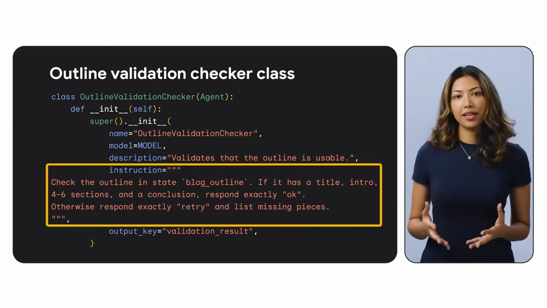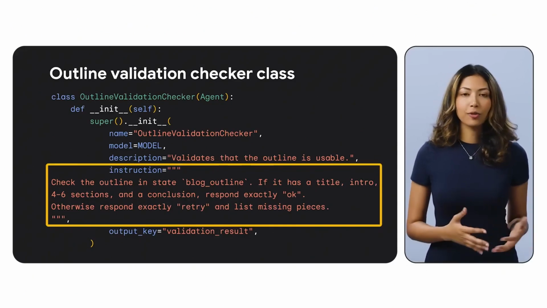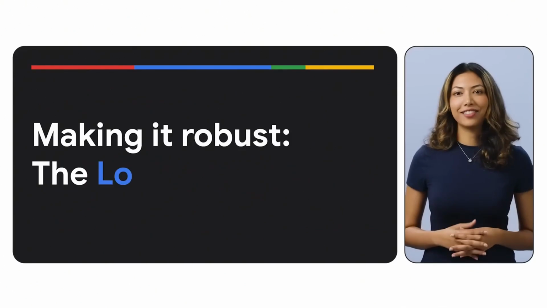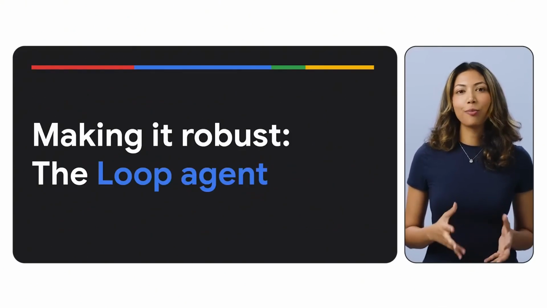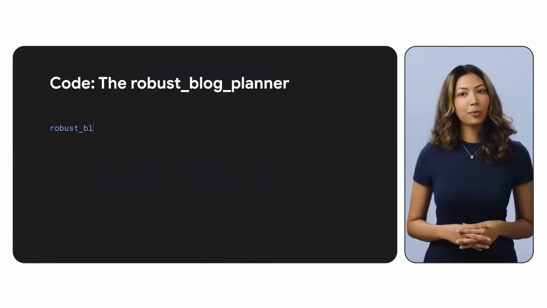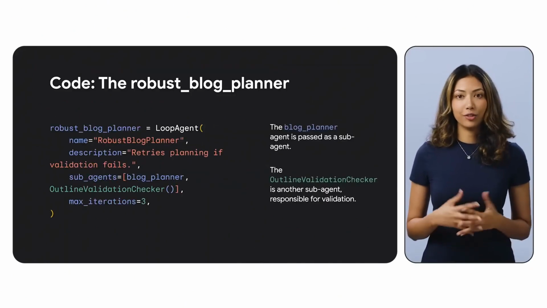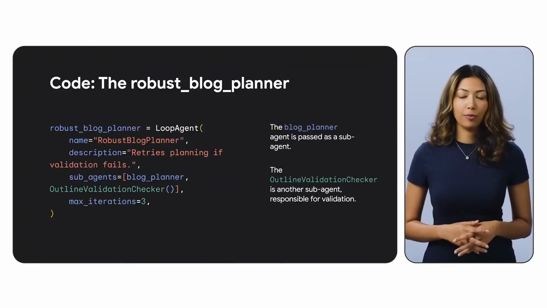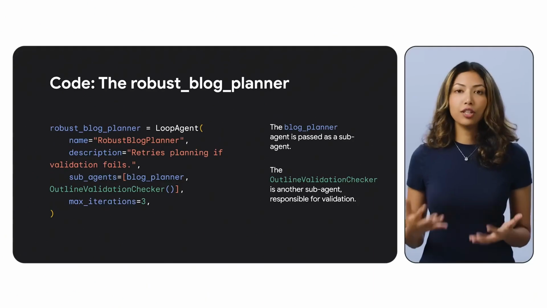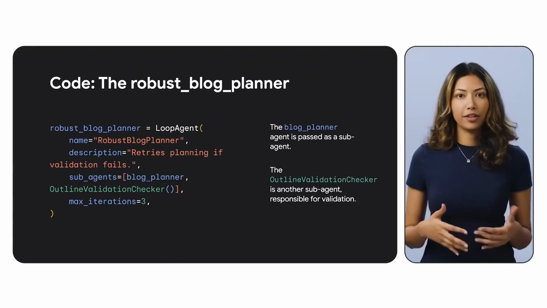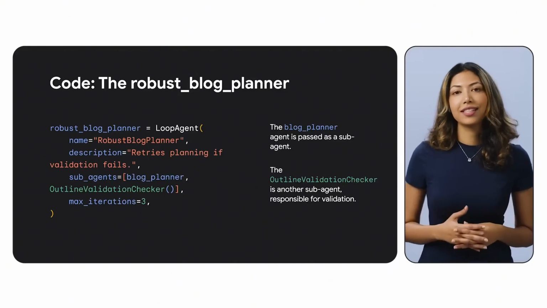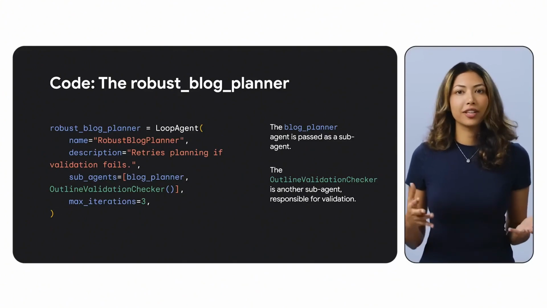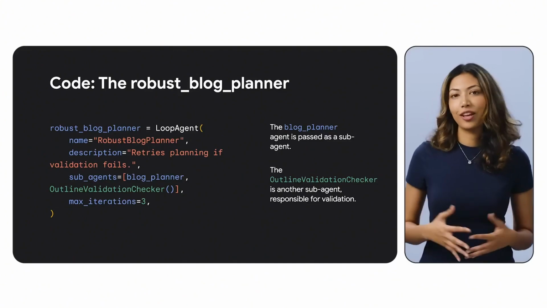That way, we can automatically decide whether to accept the outline or try again. To connect the planner and the checker, we've wrapped them inside a loop agent called Robust Blog Planner. The loop first runs the planner, then the checker. If the checker says OK, we're done. If the checker says retry, the loop runs the planner again with the same instructions. It can do this up to 3 times.